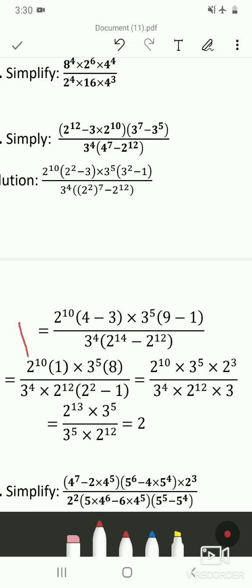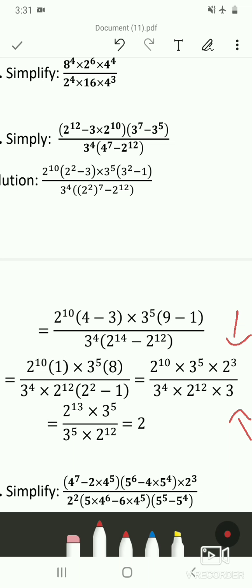So in the next step, here it is 2 raised to 10 as it is, 4 minus 3 is 1, 3 raised to 5 into 9 minus 1 is nothing but 8, divided by 3 raised to 4. Again in this term you can see 2 raised to 12 is common, so you are taking it out, so you will be remaining with 2 square minus 1. So again you have to simplify it, that is 2 raised to 10 into 3 raised to 5, and 8 can be written as 2 cube. In the denominator it is 3 raised to 4 into 2 raised to 12, and 2 square is 4, 4 minus 1 is 3.